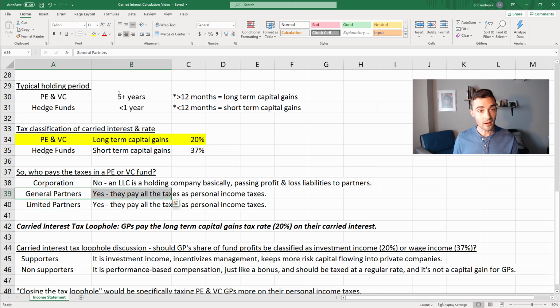The debate here is around the general partners. So the general partners are taking this big share of the invested money, but the money that was invested wasn't theirs. It was the limited partner money.